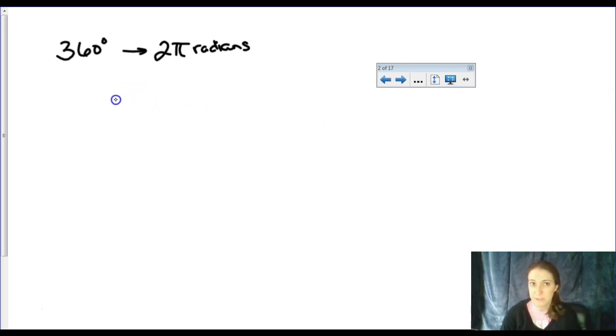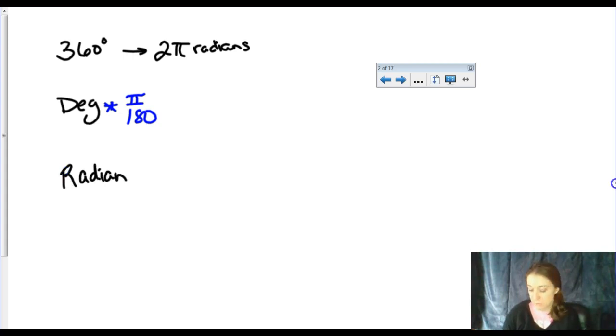Because of that conversion, or that relationship between the two measurements, we came up with a simpler conversion factor that if you have a degree measurement and you want to convert it to radians, all you have to do is multiply it by pi over 180. That's the same ratio reduced by a factor of 2. And then if you have a radian measurement and you want to convert it to degrees, you would multiply that radian measure by 180 over pi.